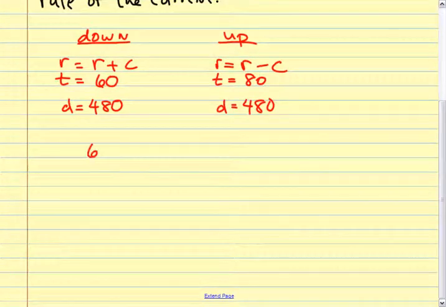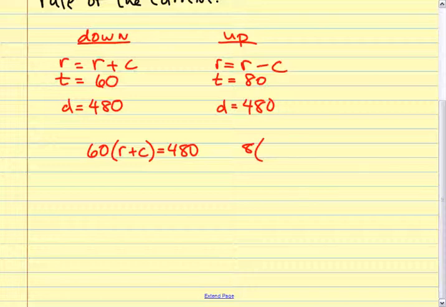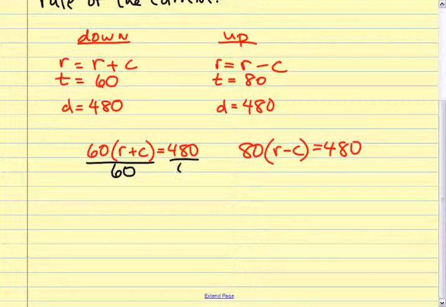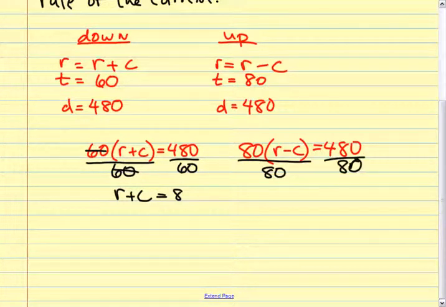I know that 60 times (R plus C) is equal to 480. I know that 80 times (R minus C) is 480. Okay, now you know what, I'm going to make this problem a lot simpler for us. I'm going to divide both sides of this one by 60, okay? The 60s cancel here and leave us with R plus C is equal to 8. And then over here, I'm going to divide by 80 on both sides, and R minus C is equal to 6.